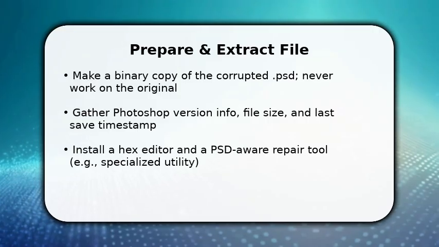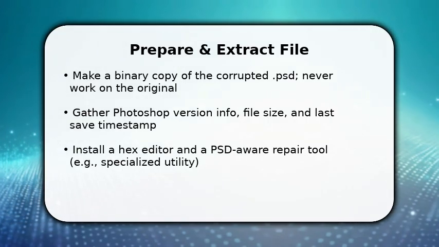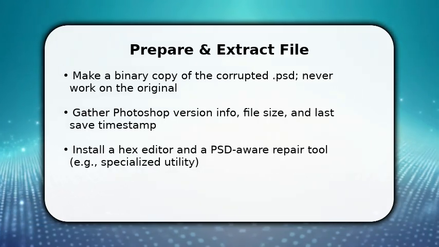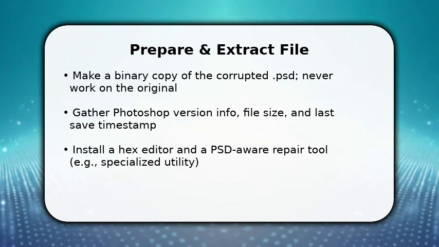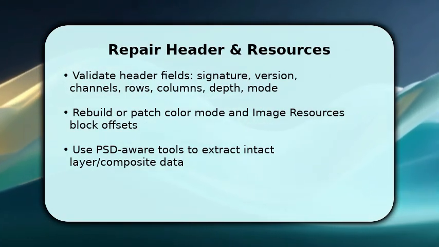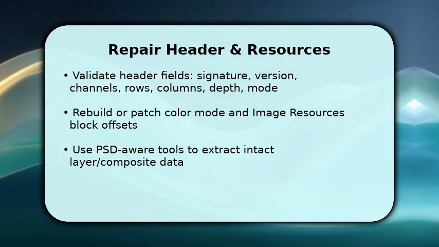If the header is mangled, repair it to match expected values. Make sure to keep backups and record changes so you can revert if a step fails. You now validate and correct header fields: signature, version, channels, dimensions, bit depth, and color mode. If an offset or block size is wrong, adjust it so subsequent sections align.